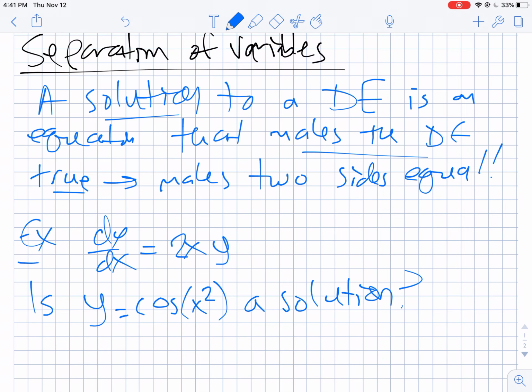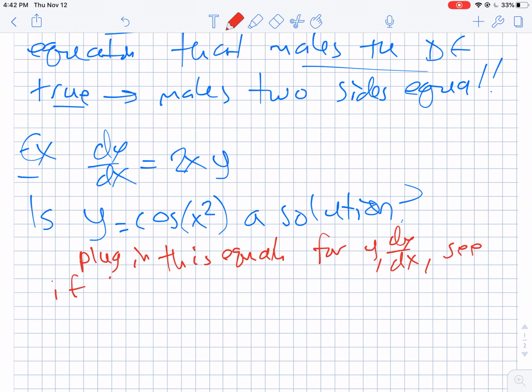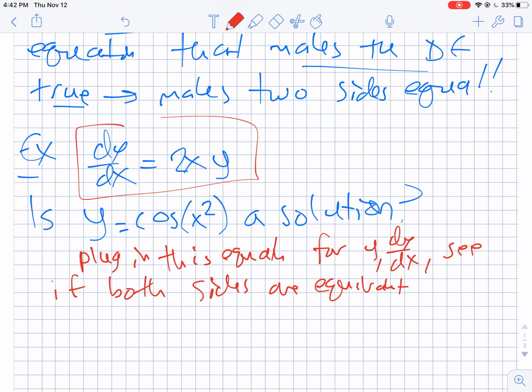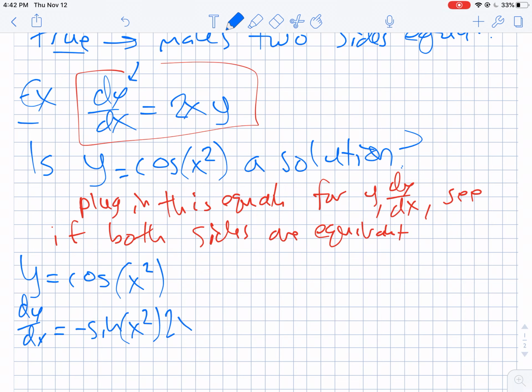Now, if you're trying to ask if something like this is a solution, the strategy you want to take looks like this. You're going to plug in this equation for the y and for the dy/dx and see if both sides of this differential equation are equivalent. Okay, so let's start with this. We said y equals cosine x squared. When we take the derivative of that, because we need to plug in for that, the derivative is negative sine of x squared times 2x by the chain rule.